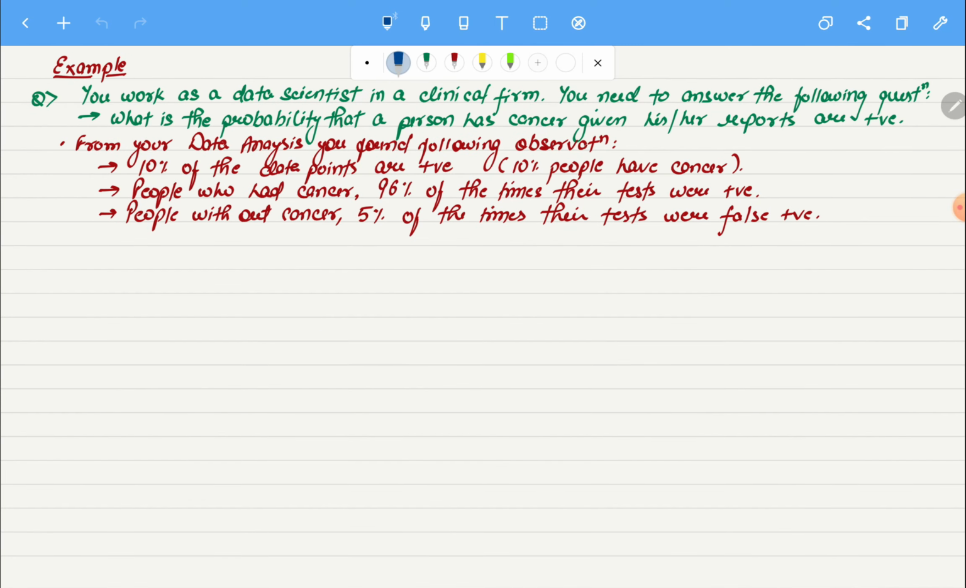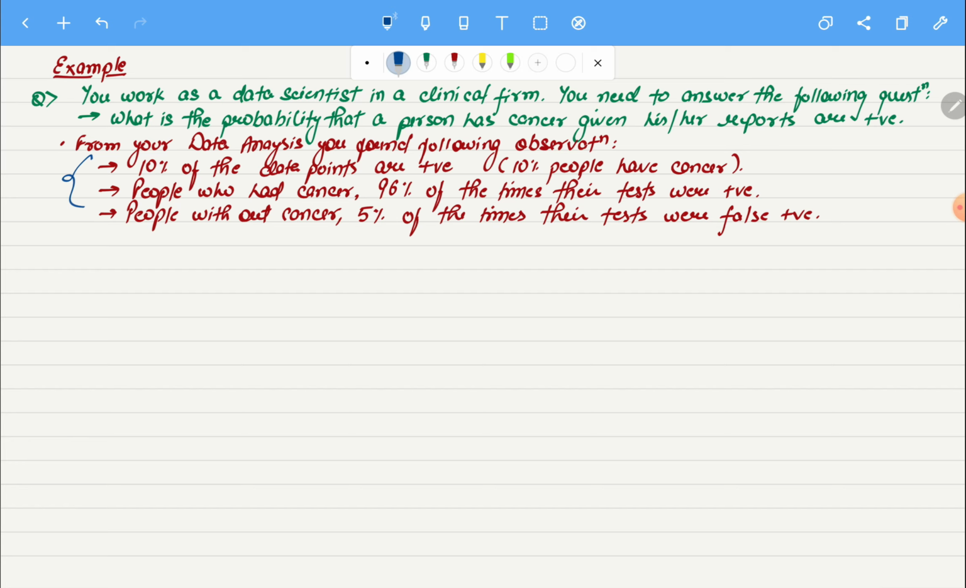So consider a scenario where you work as a data scientist in a clinical firm and you need to answer a question, which is, what is the probability that a person has cancer given her reports are positive? So you had a lot of data and you did your data analysis and you were able to find a few observations. So the observations are as follows. 10% of the data points are positive, which you can think of as there is a 10% chance a person can have cancer. So that's there.